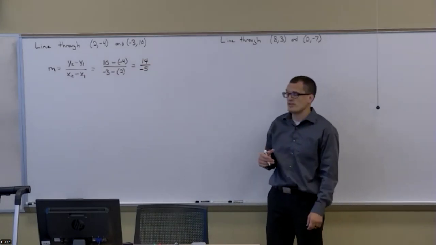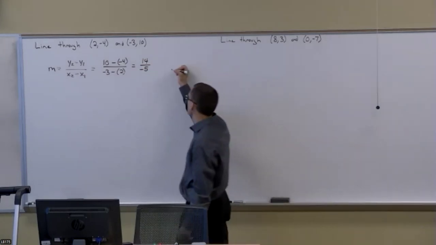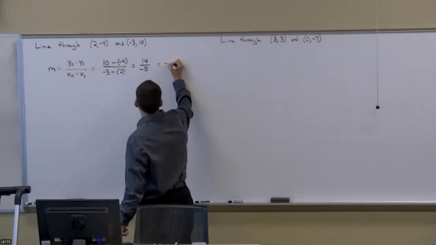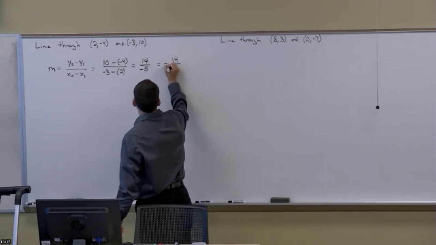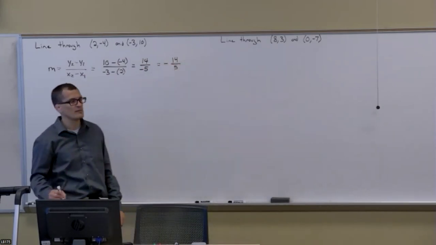Essentially negative 14 fifths. Or if you wanted to write that as a decimal, you could do that as well. That would be negative 2.8 as a decimal.